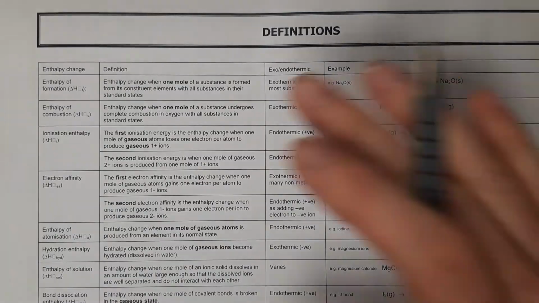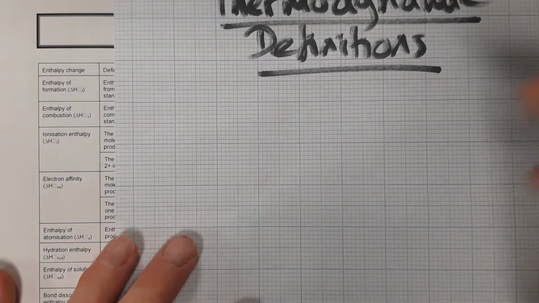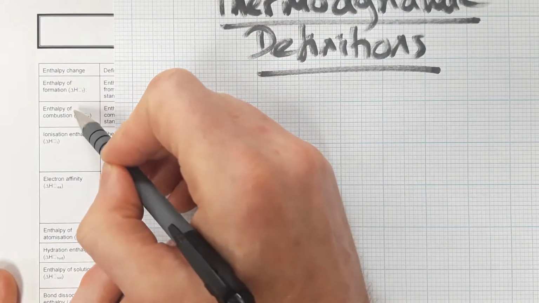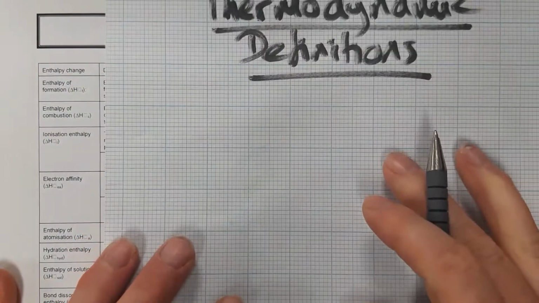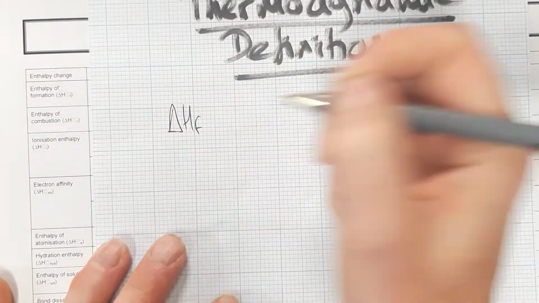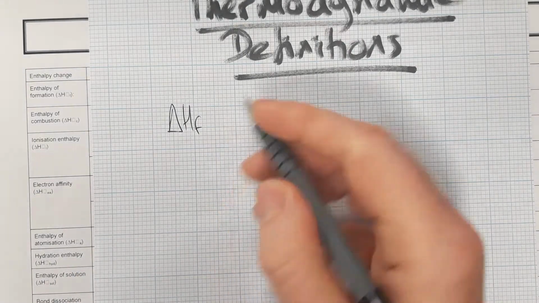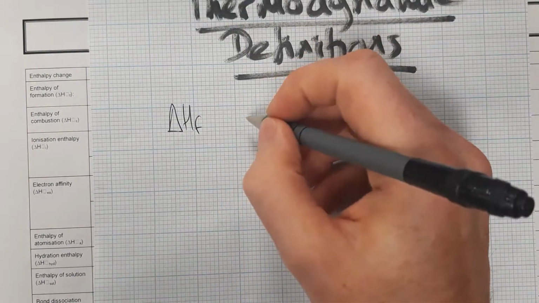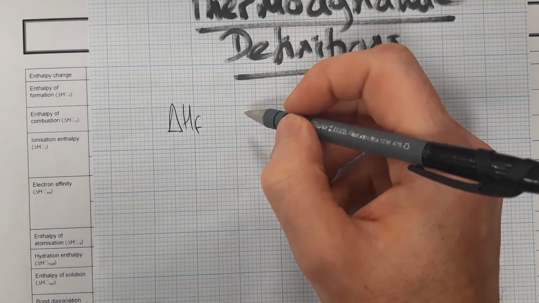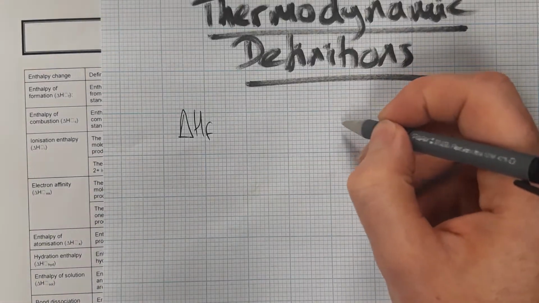Now, some of these definitions you've come across in AS chemistry, Year 12 chemistry. So we've got enthalpy of formation and enthalpy of combustion. For example, I would expect that you could all define enthalpy of formation. The enthalpy of formation for a compound is the enthalpy change when 1 mole of a substance is formed from its constituent elements in their standard states.